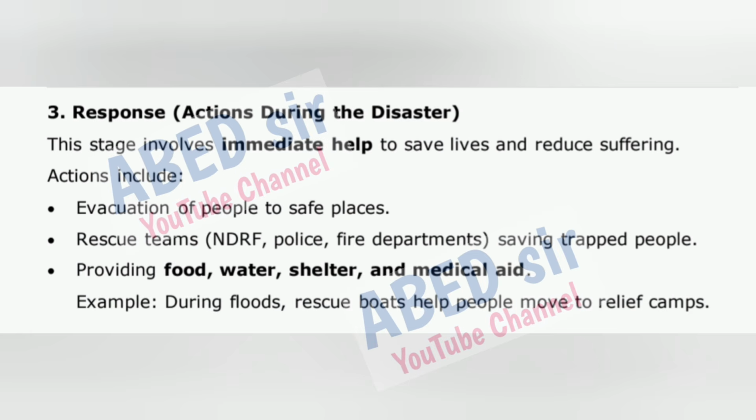3. Response, actions during the disaster. This stage involves immediate help to save lives and reduce suffering. Actions include evacuation of people to safe places, rescue teams, NDRF, police, fire departments, saving trapped people, providing food, water, shelter, and medical aid. Example, during floods, rescue boats help people move to relief camps.